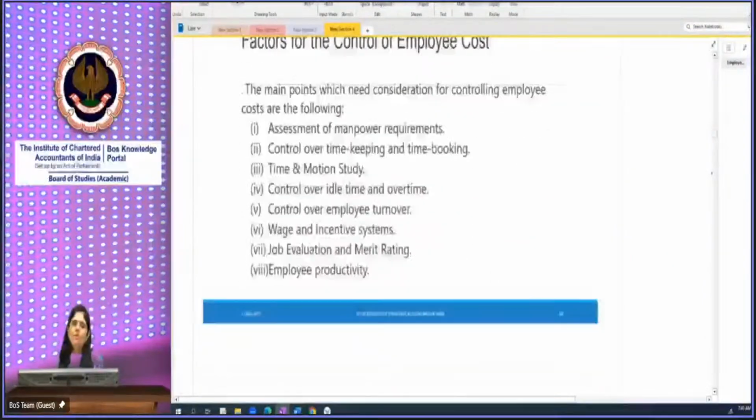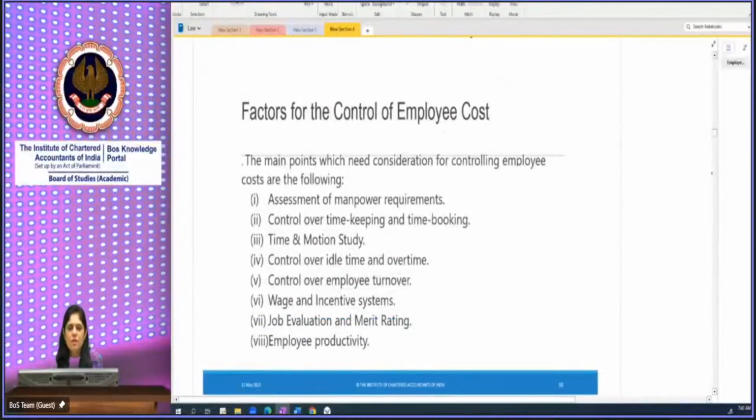Okay, so moving further, factors for the control of employee cost. The main points which are considered for controlling employee cost are assessment of manpower requirements. All these terms and points we have discussed under how labor cost control can be strived for. So assessment of manpower requirements, that is, how many workers we require, how much labor we should have. Manpower means the labor employees, how many employees we require.